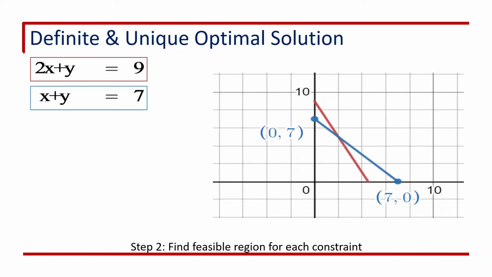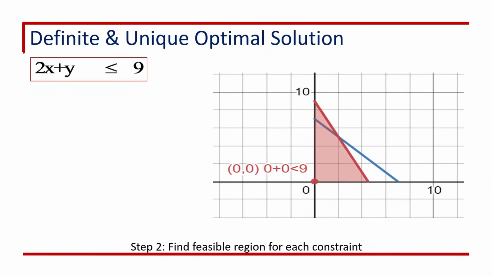Now step 2 is to find the feasible region for each constraint. First constraint is 2x plus y less than or equal to 9. To obtain the feasible region for this constraint, we have to consider a point on one side of the line representing the equation of this constraint. Let's assume the point is (0, 0). Put x equals 0 and y equals 0 of this point in the constraint. We obtain 0 plus 0 less than or equal to 9.